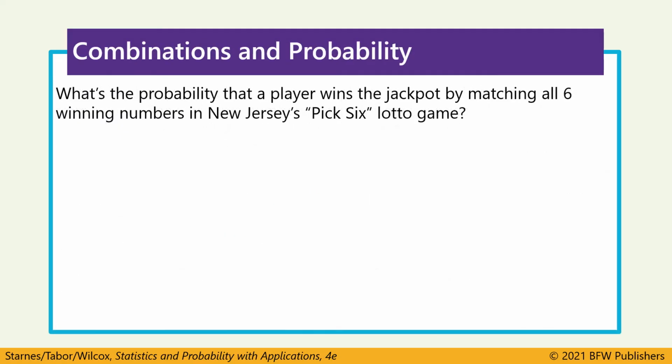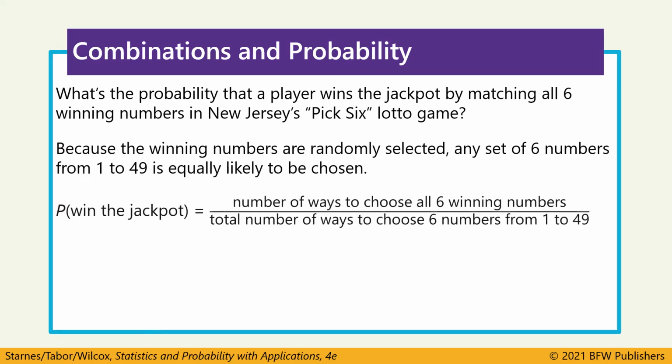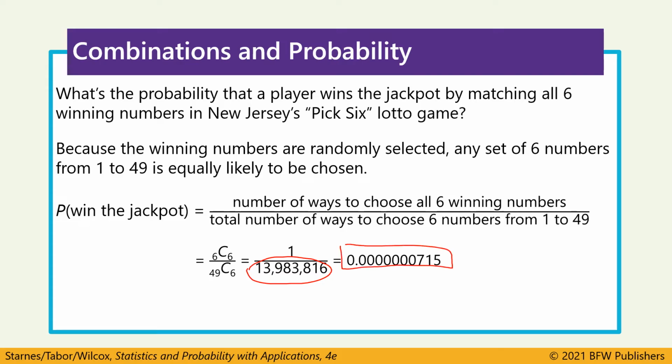Now we're going to change the wording of the question. And instead of asking how many combinations of winning numbers are there, it's saying what's the probability that a player wins the jackpot by matching all 6 winning numbers. Well, we'd start off the same way. And we find out what the number of combinations are. And if we buy 1 ticket, our probability of winning is just 1 out of that number. So we can see that it's very, very unlikely for us to win the lottery.